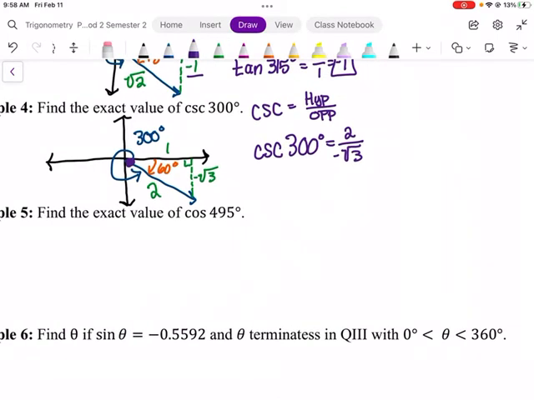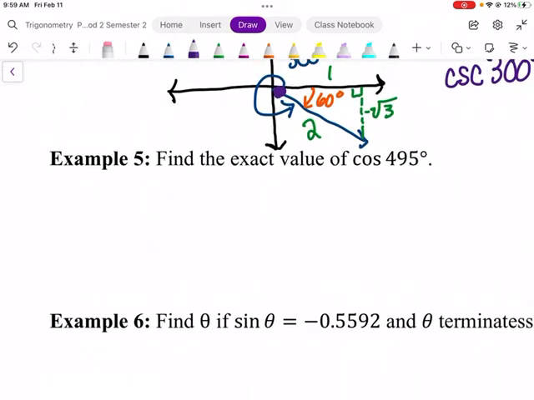For these, you are going to want to make sure you rationalize your answer. So we're going to multiply the top and the bottom by the square root of 3 to get our final answer of 2 square roots of 3 over 3. And it's okay to just pull that negative sign to the front of your fraction. So the overall answer would be negative.